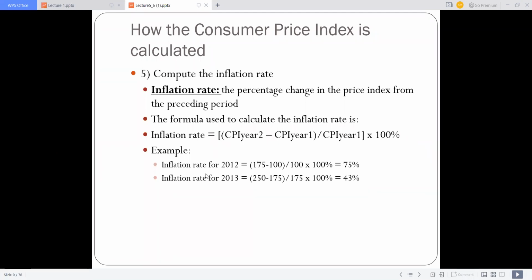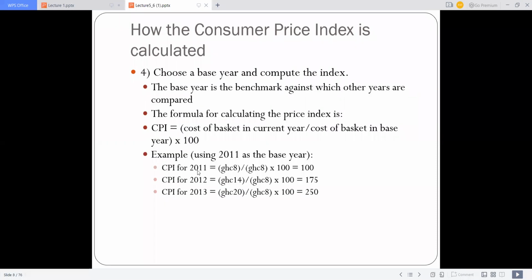So you could see that they said we should calculate the inflation rate for 2012. So let's go back to the table of what we did last time.